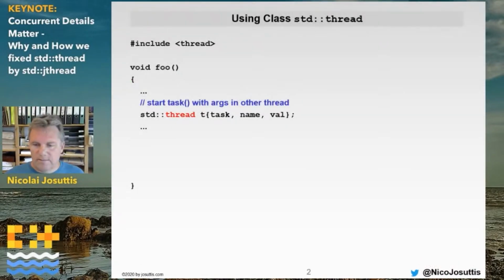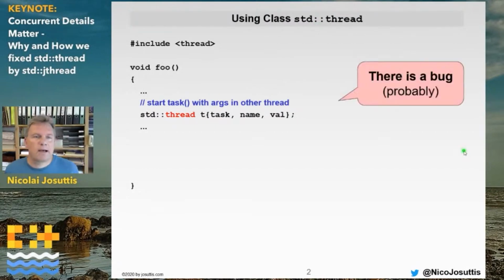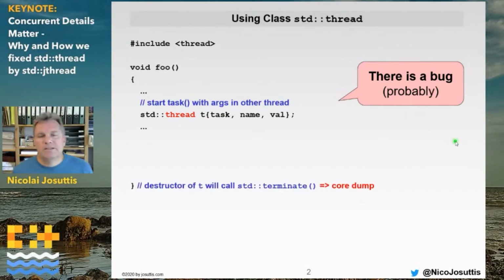So let's start a thread. And how can we do that? We open a function foo and start it. However, as probably almost all of you know, there's a bug if you do it that way, because we have designed std::thread in a way that before you destruct the thread object, you have to do one of two things. You either have to join it or you have to detach it. If you don't do that, the destructor will call terminate, which means you get a core dump, which in most cases is probably a problem.